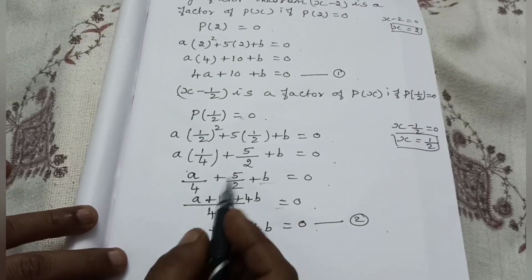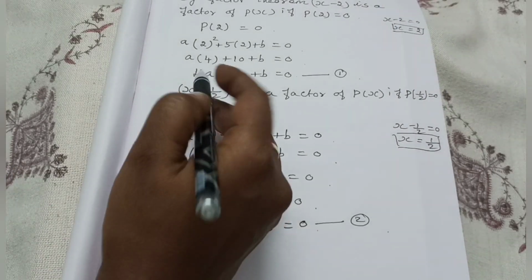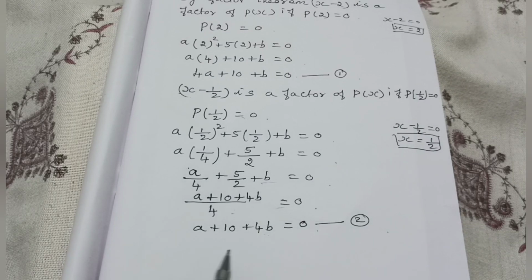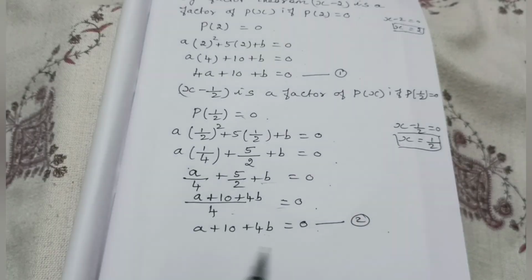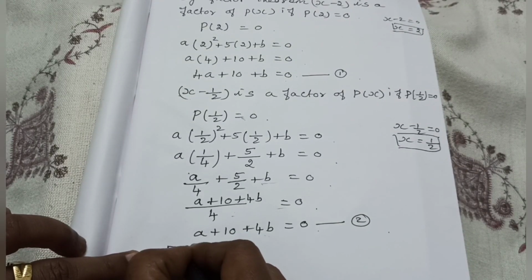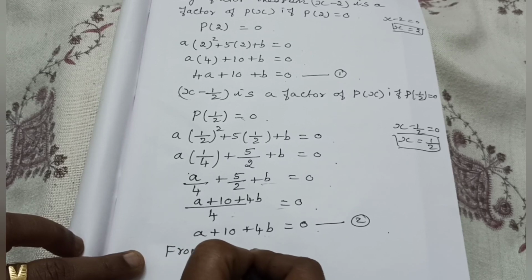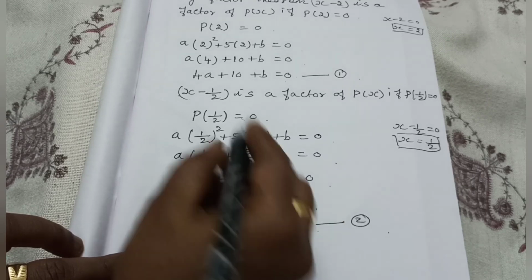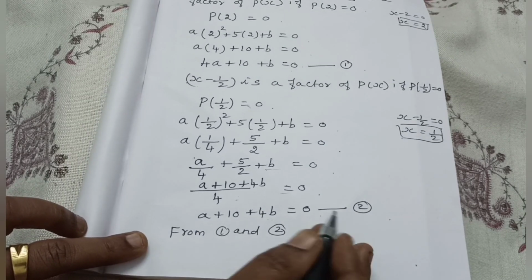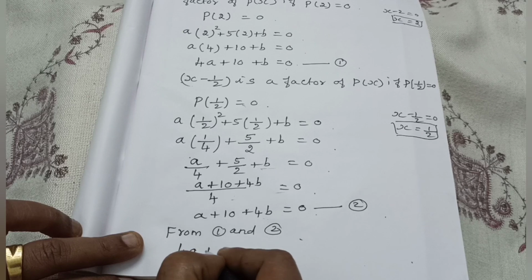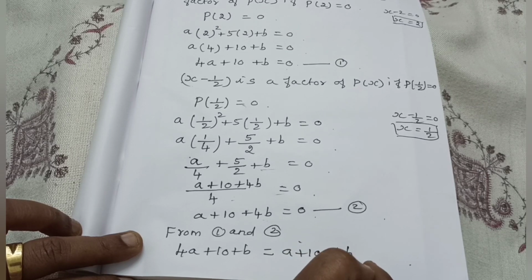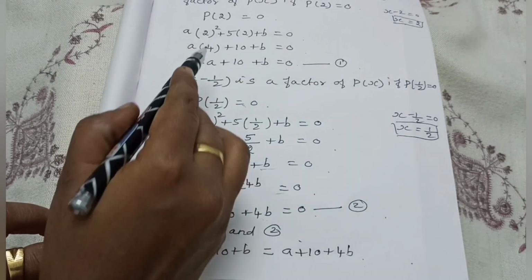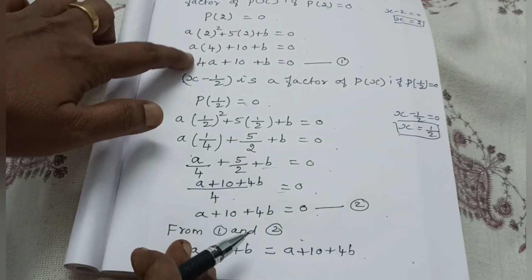So we can write equation number 1 left hand side equals equation number 2 left hand side, since here 0 is there and here also 0. So these two sides are equal. From 1 and 2 we get 4a plus 10 plus b is equal to a plus 10 plus 4b. Why? Because both are equal to 0, so these two sides are equal.